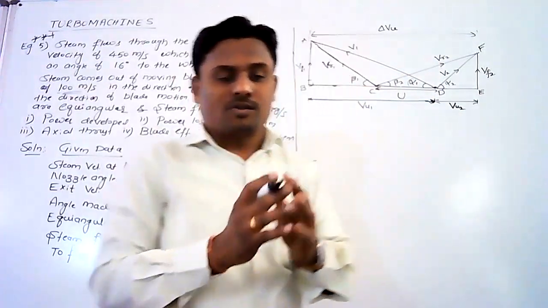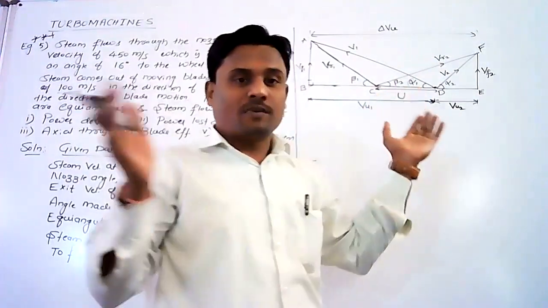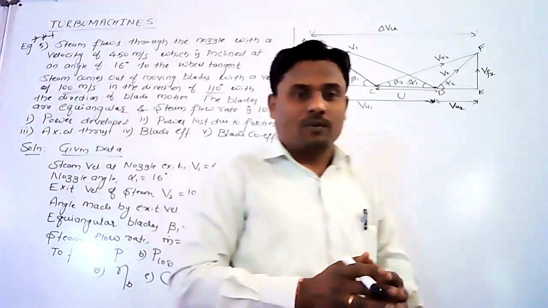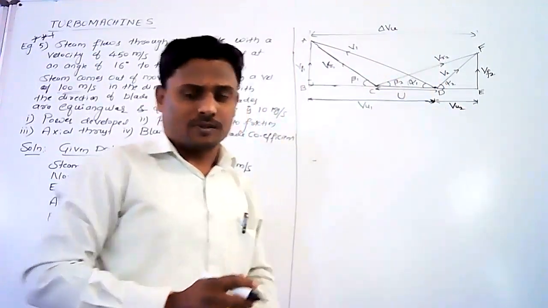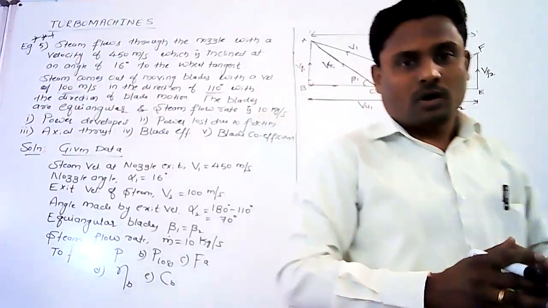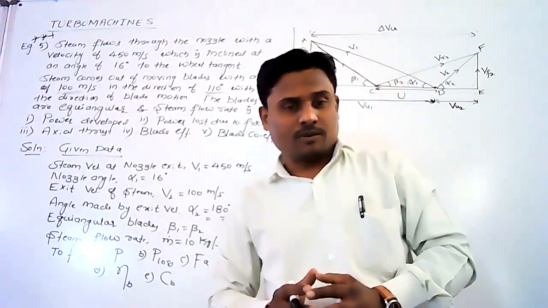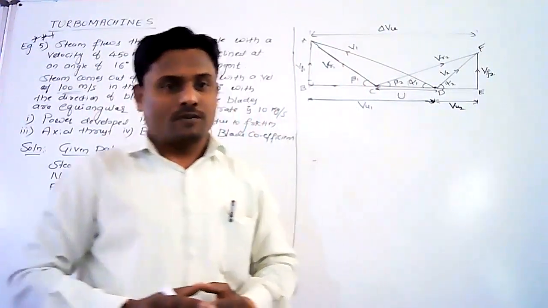So this is how we have to construct the combined velocity triangle. Since U is common, we combine the inlet and outlet velocity triangles. This is not to scale, just for your reference. Now the next step: this problem we are going to solve by using the graphical method. So you should be ready with the graph paper, geometry box and calculator.